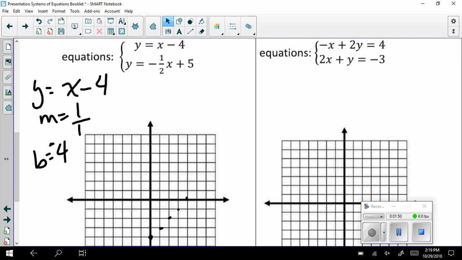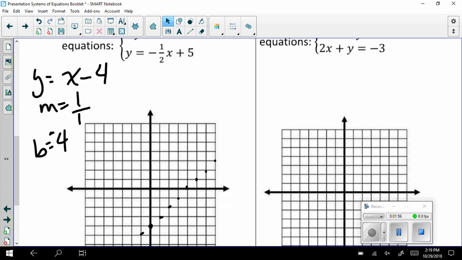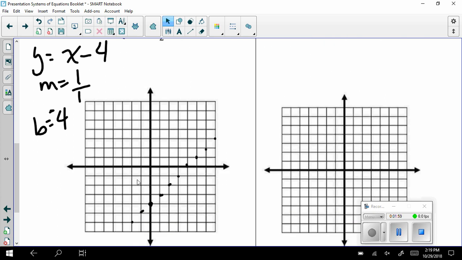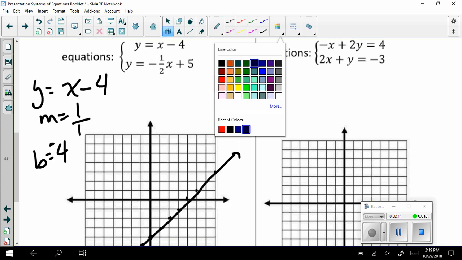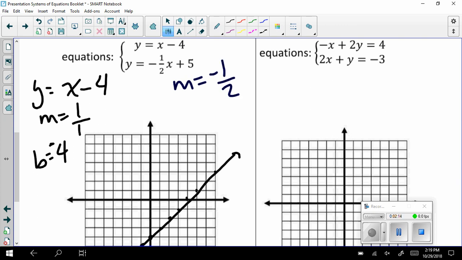And because I need this to be pretty exact, I'm going to go ahead and count it out several times in both directions. And then I'm going to connect and extend through. So that's my first equation. My second one, my slope is negative 1/2, and my y-intercept is 5. So I'm going to go on my y-axis, 1, 2, 3, 4, 5. Then a slope of negative 1/2, so down 1 to the right 2, or up 1 and to the left 2.